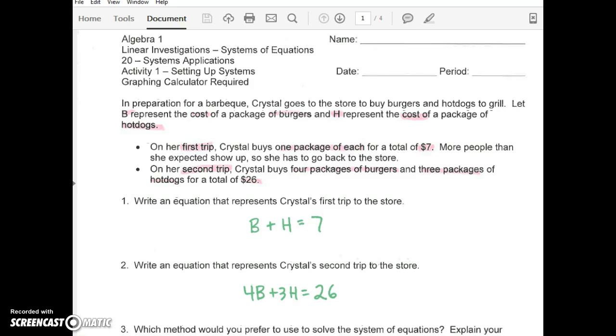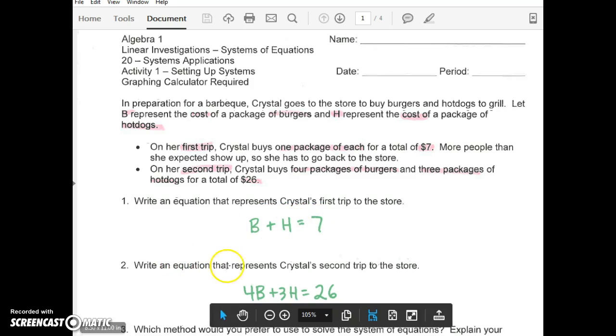All right, more people show up than she expected. She's got to go back to the store, so we get to bullet point 2. On her second trip, Crystal buys 4 packages of burgers and 3 packages of hot dogs for a total of $26. Question 1 says, write an equation that represents Crystal's first trip to the store. So on her first trip, she's buying 1 package of burgers, that's B, and 1 package of hot dogs, that's H, and she's spending a total of $7 on that first trip. So that's this guy right here, B plus H equals 7.